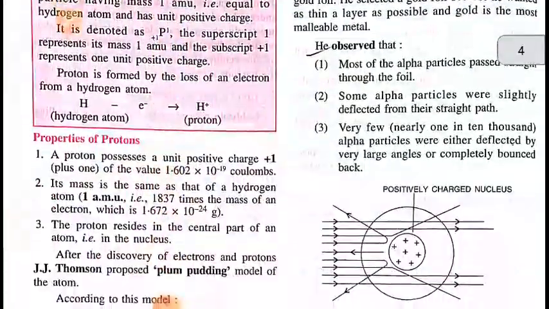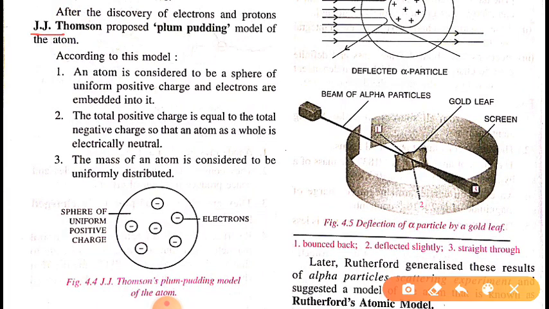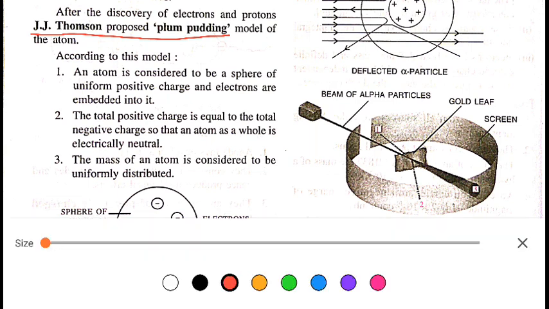So this was all about the discovery of the proton. I hope you have understood this. Now after the discovery of the proton and electron, Sir J.J. Thomson gave a model of the atom, and in this model he tried to explain how protons and electrons exist in an atom. He told that he would give a simple example.